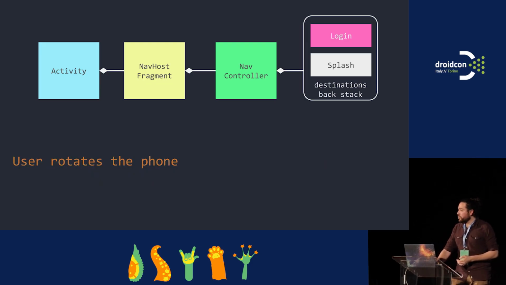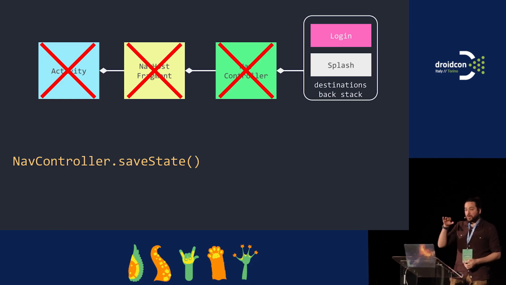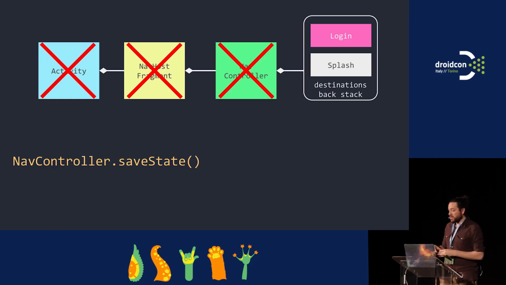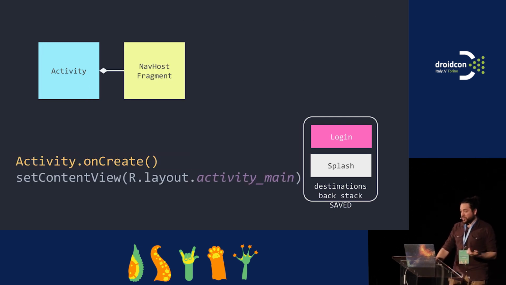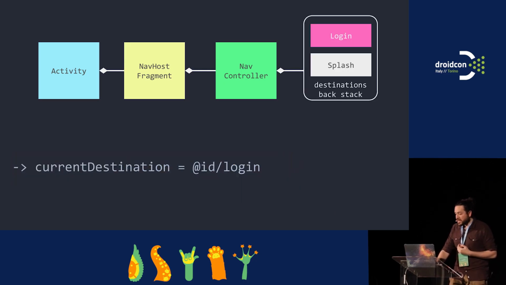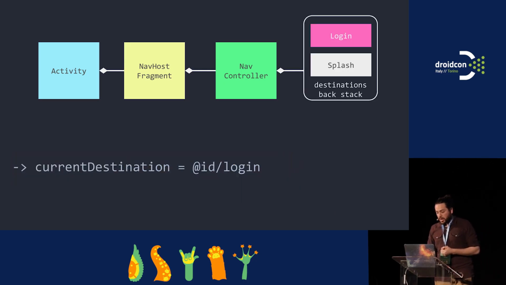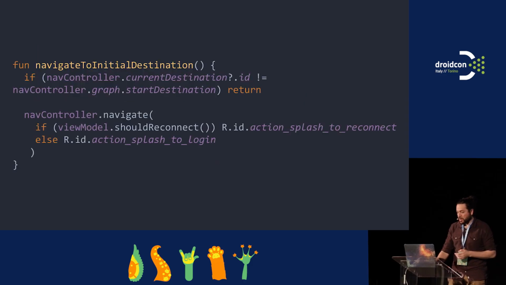Okay, so now if the user rotates the phone, the activity, the nav host fragment, and the nav controller will have their respective save state methods called. And then the nav controller will save the backstack before it gets destroyed. Then the activity is respawned, and the nav controller will get back this backstack. And at this moment, the current destination is still login. And it's not the splash as we did before.